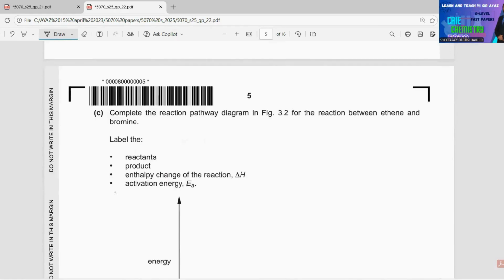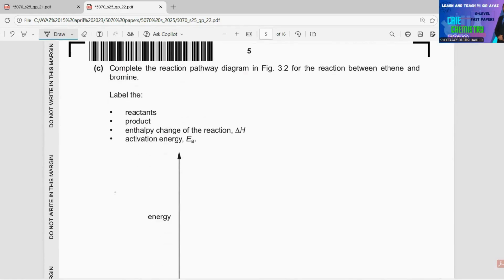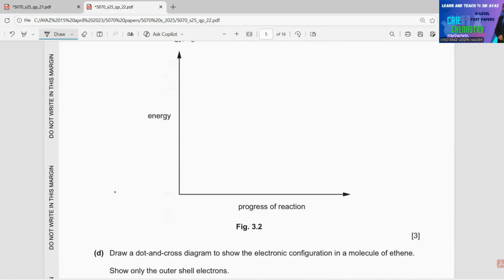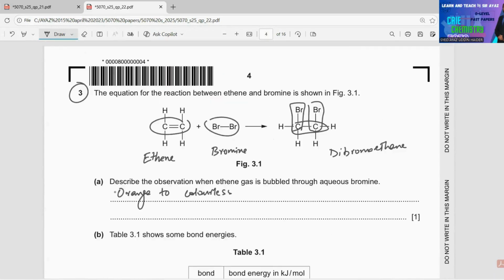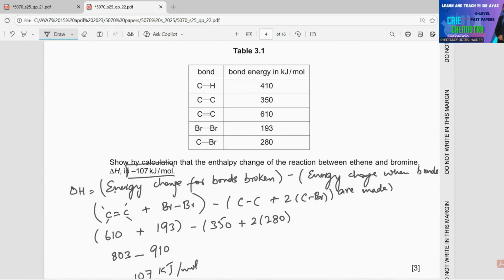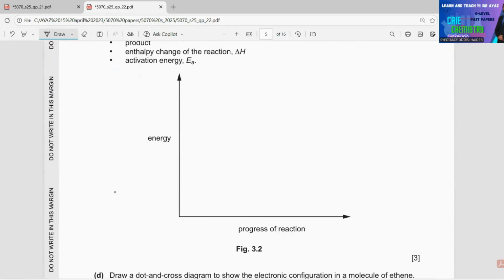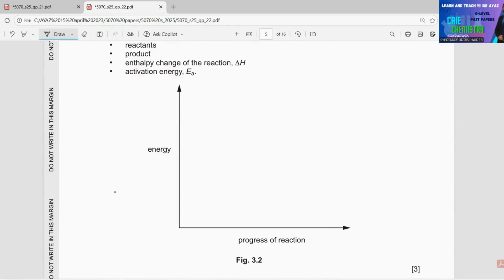Part C. Complete the reaction pathway diagram in figure 3.2 for the reaction between ethene and bromine. Label the reactants, product, enthalpy change of the reaction, delta H, and activation energy EA. So they have given us the axes, progress of reaction on the x-axis and energy on the y-axis. Looking at this value, it's minus, which means it's exothermic. So the product must be at a lower energy state than the reactants. If we have the reactant line here, then this must be the product, at a low energy state. There must be an energy hump between these two, like this. Now for the reactants, you can write down the formula of the reactants here.